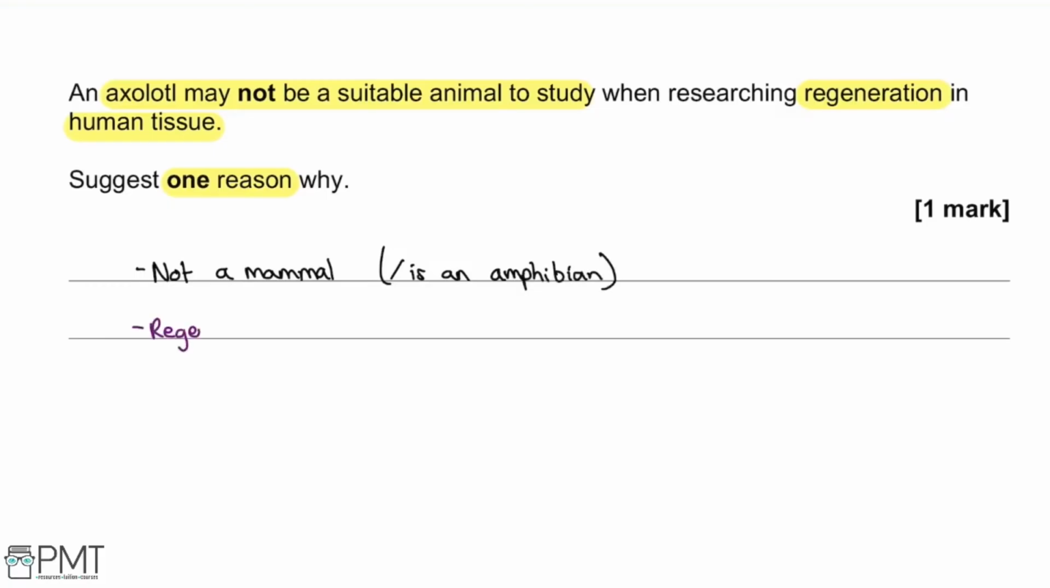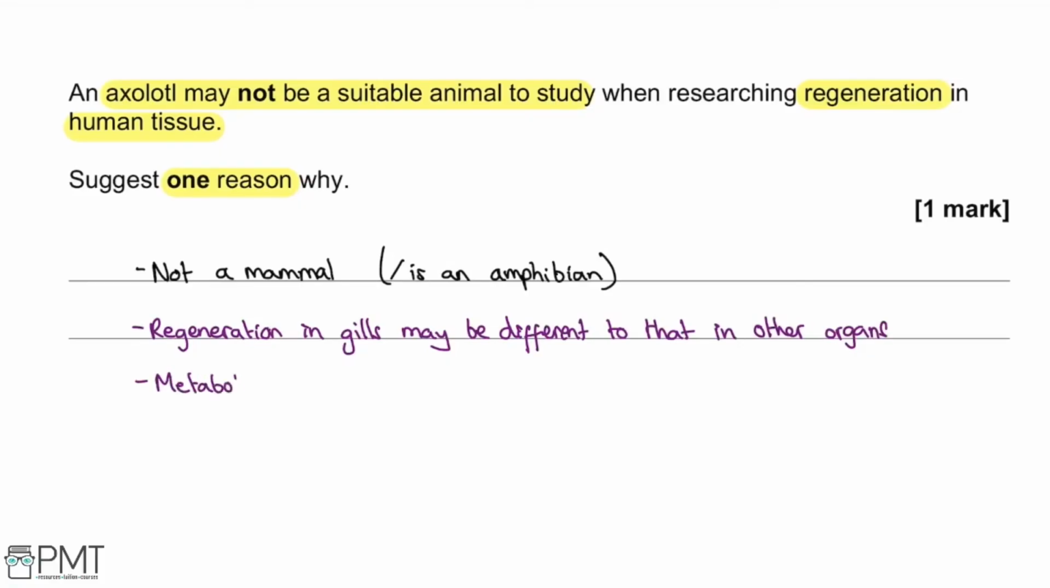We also got the information earlier that the part of the axolotl that is being regenerated is the gill, and we don't necessarily know that the gill regenerates in the same way as the rest of the organs, so that might not be possible even for the axolotl if it was the heart or something like that that needed regenerating. And the last argument that you might make is that the body processes and the metabolism in this little amphibian creature are just too different from those in a human.